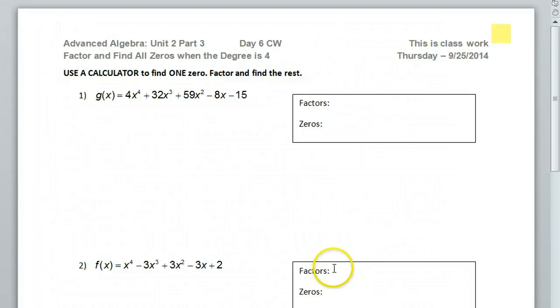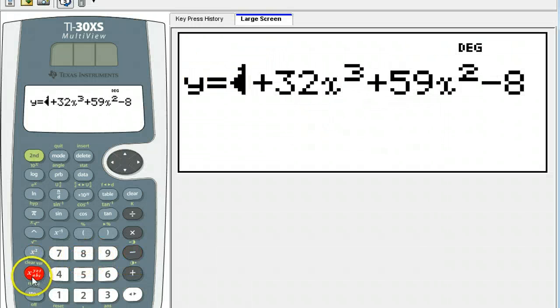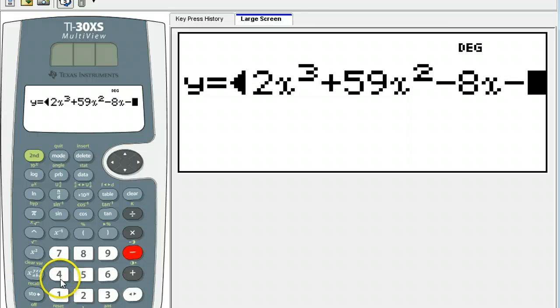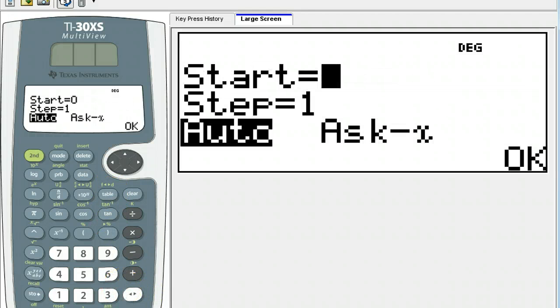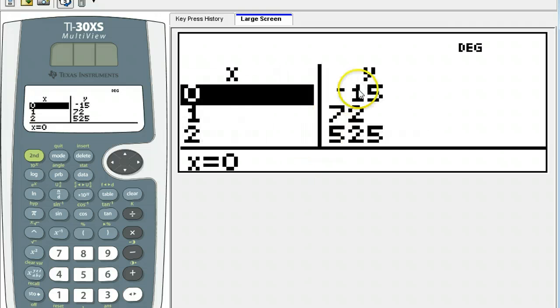All right, this lesson is about finding all the zeros and the factors of a polynomial that has degree 4. Minus 15. Okay, so if you type the equation into the table feature of your calculator, then you can scroll around looking for 0 on the y side. Where did you find it?